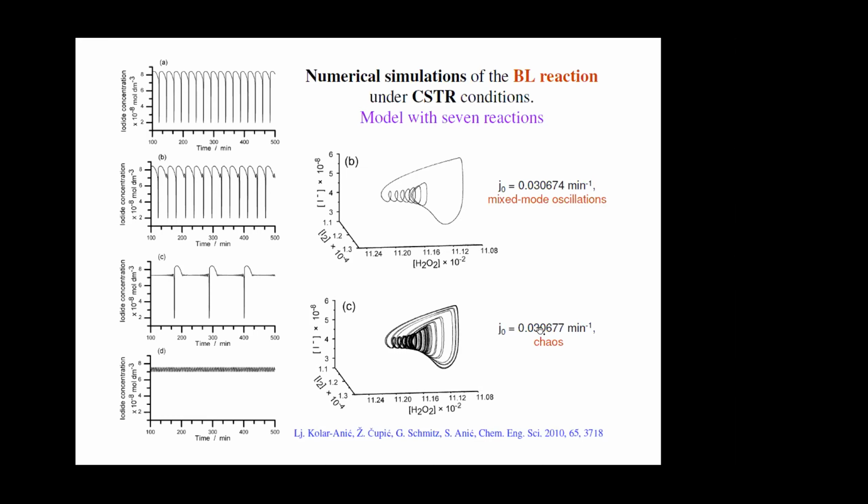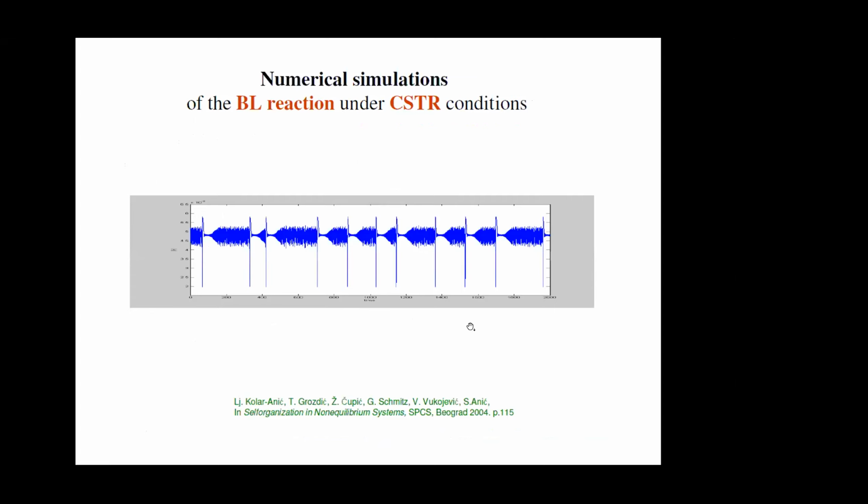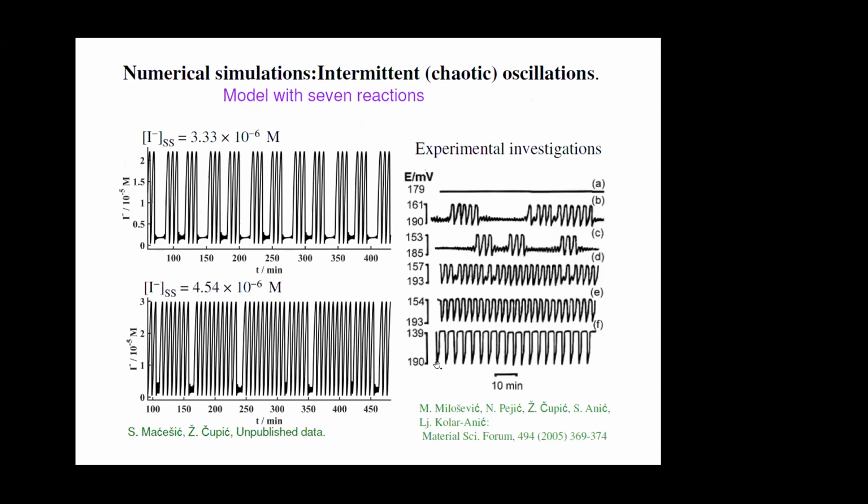But I want to underline that the difference between these two states is very, very small. You can see the specific flow rate here is finished with 74 and here with 77. All other parameters are the same. Here is one more case of a chaotic state, which is obtained by this model. And here are the results obtained for the intermittent oscillations.